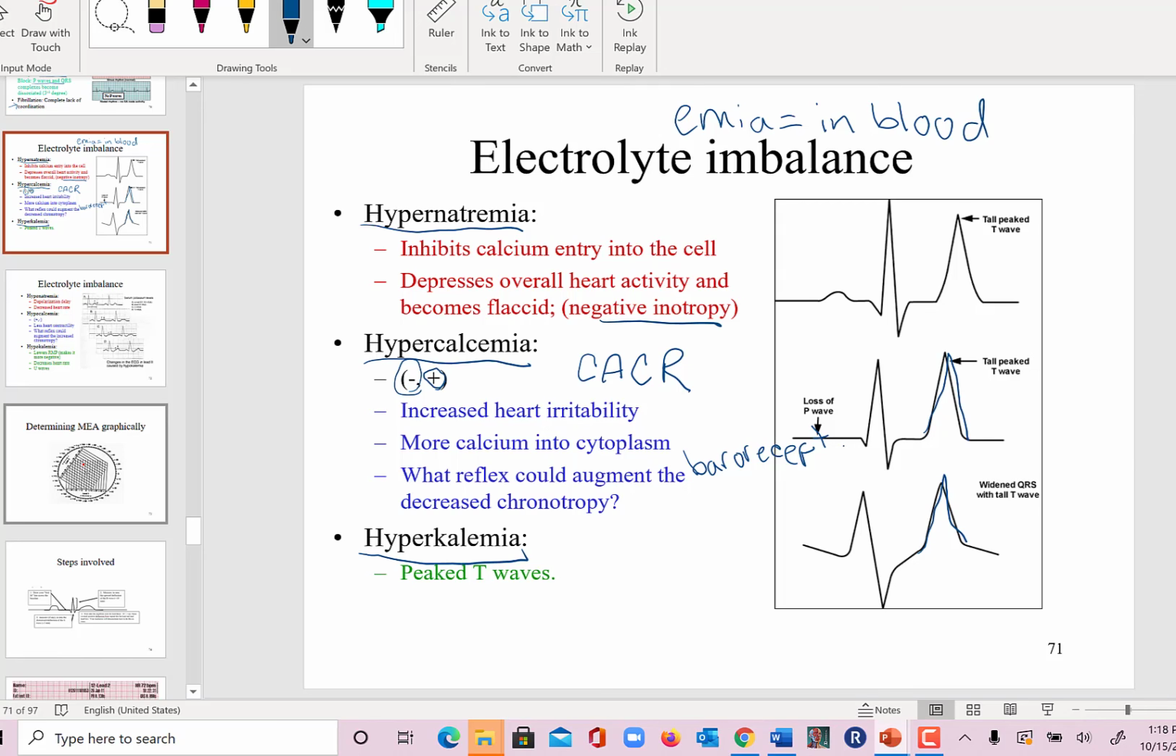Hyperkalemia, more potassium in the plasma than normal. Normal is 3 to 5 milliequivalents. Hyperkalemia is when you start to get into 6, 7, 8 milliequivalents of potassium in the plasma. It is life-threatening, and we would see this on the EKG as peaked T waves.